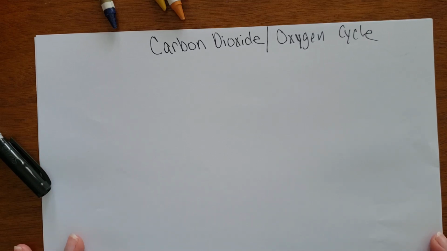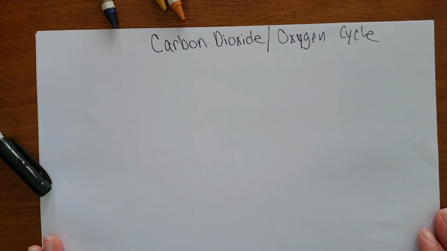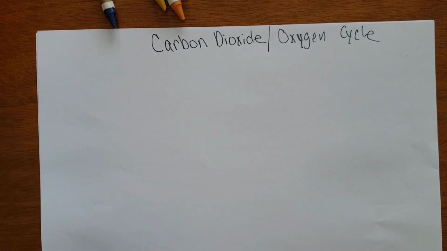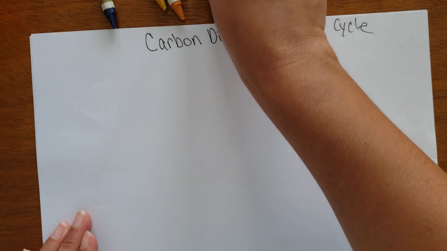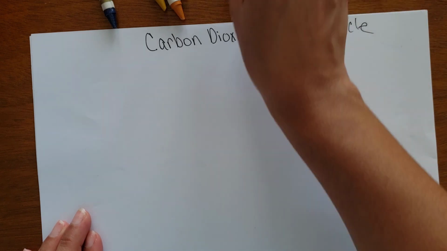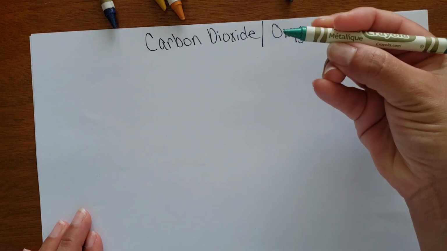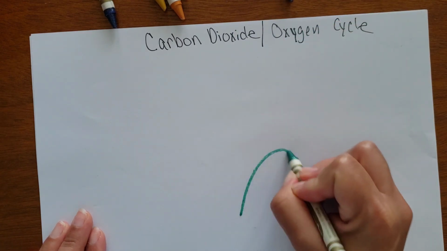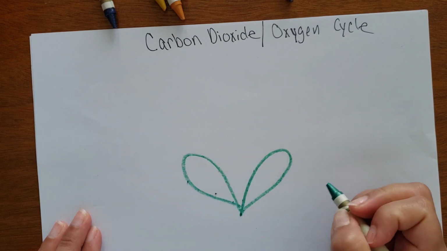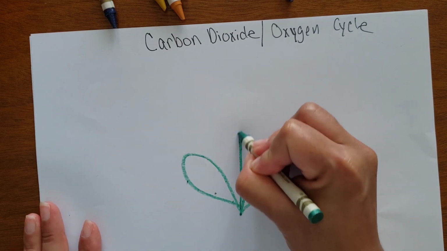Hello students, today we will be going over the carbon dioxide oxygen cycle. For starters, let's draw ourselves a nice pretty plant. So we're going to draw a basic plant structure. We're going to have some leaves. There you go. From the leaves we're going to have a stem.